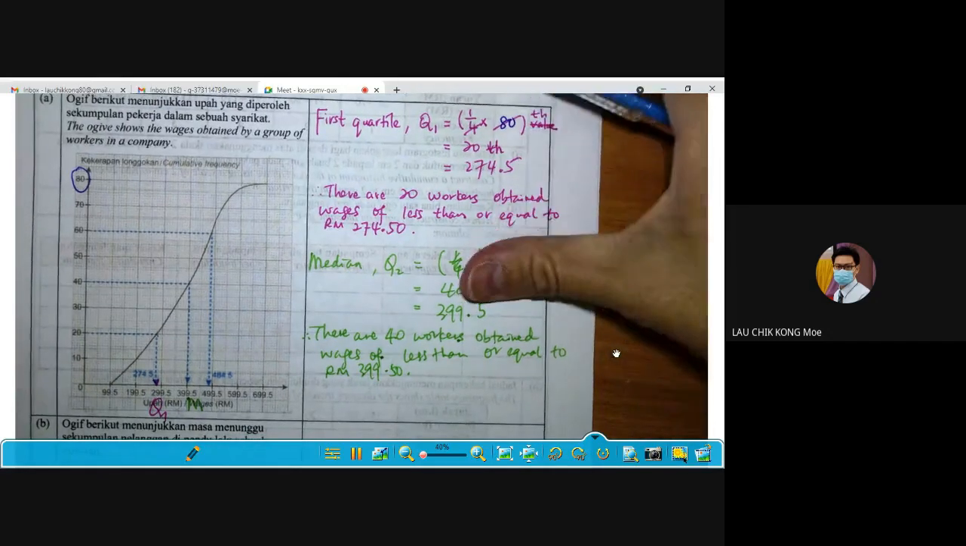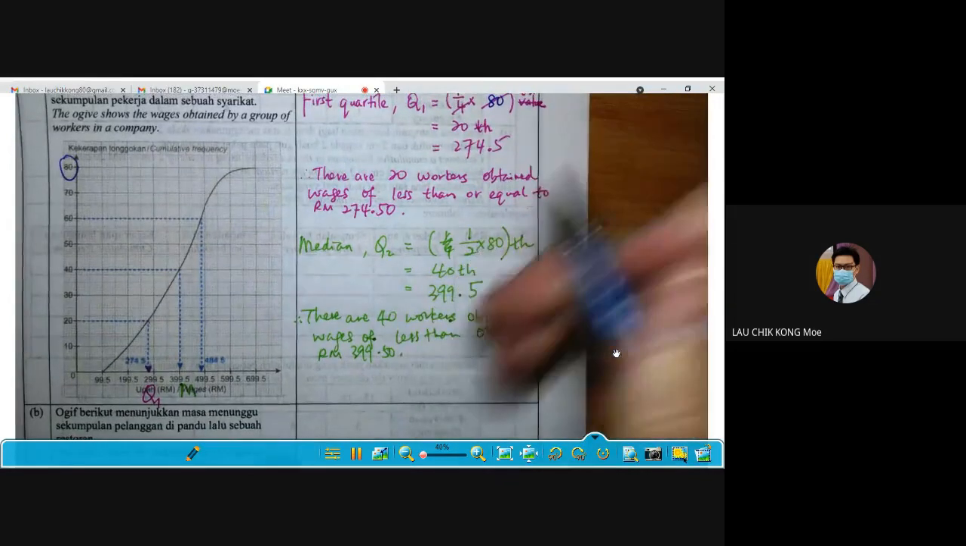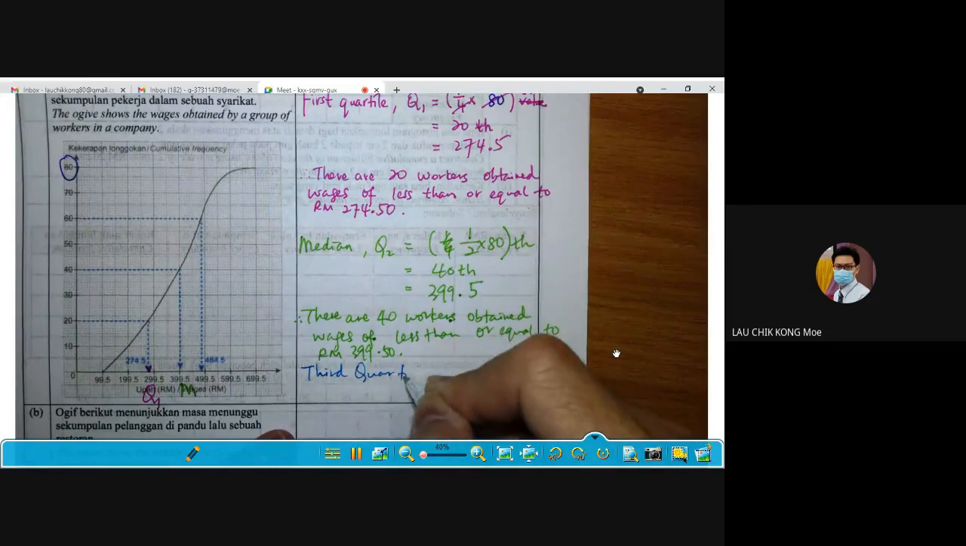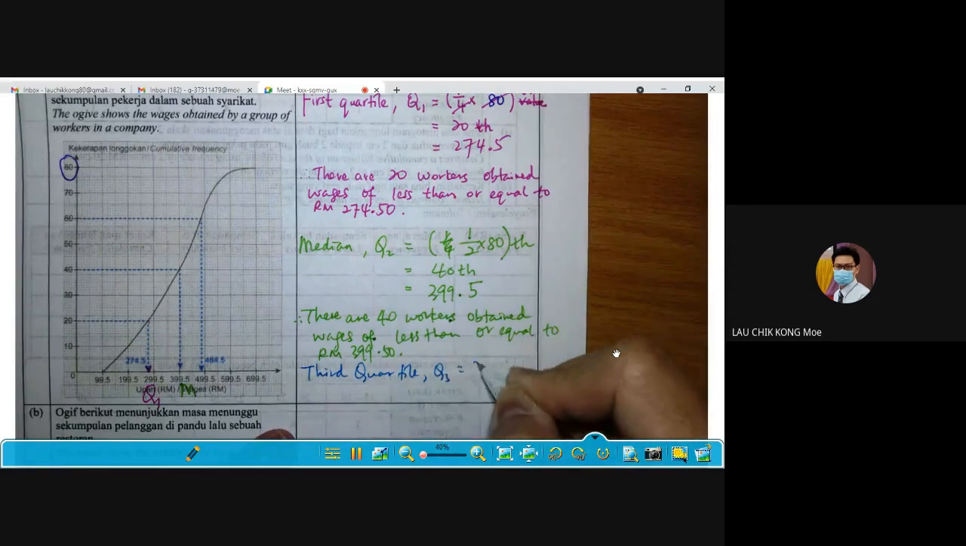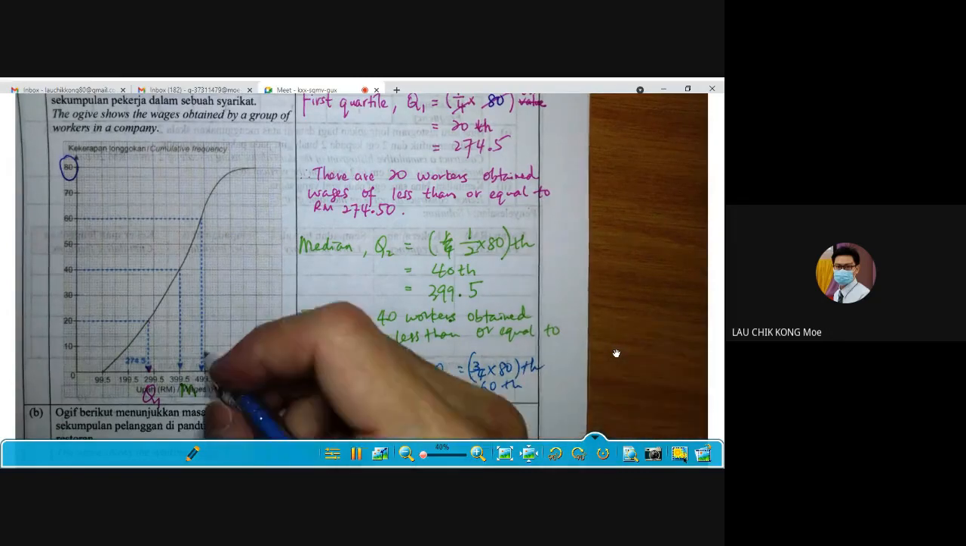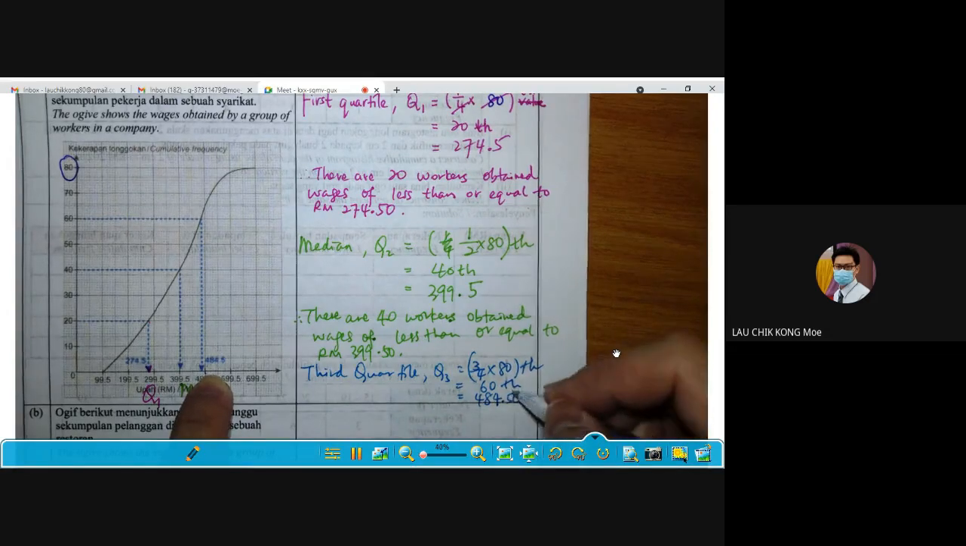Okay, and then we go to the last one, third quartile. Okay, third quartile, Q3, yeah. Okay, 3 over 4 times 80 TH. So this is 60 TH. 60 TH means here we have a 60. So the value is already given to you. 484.5. 484.5. Ada kosong tak kisahlah.